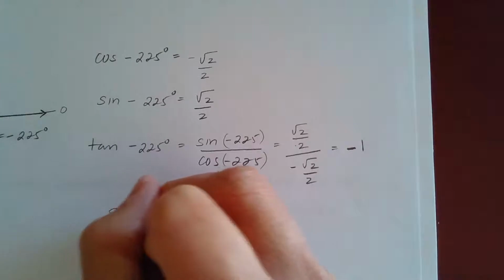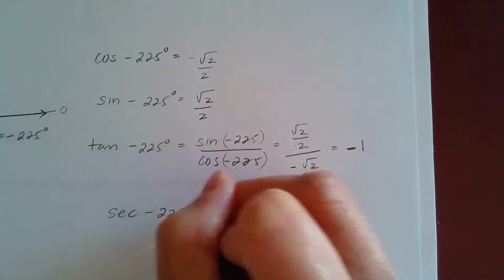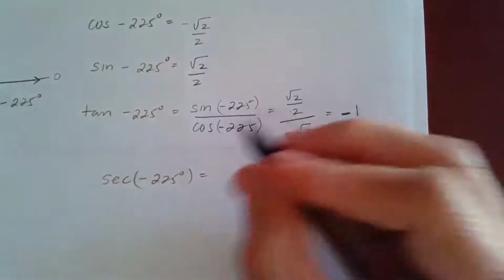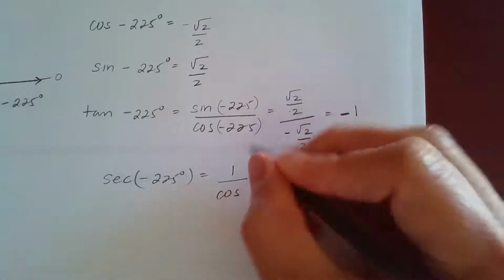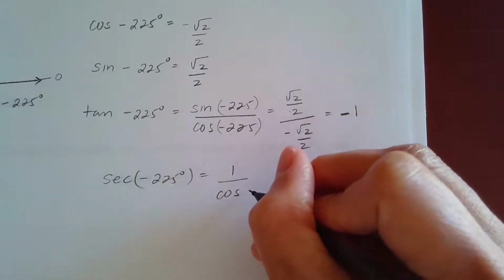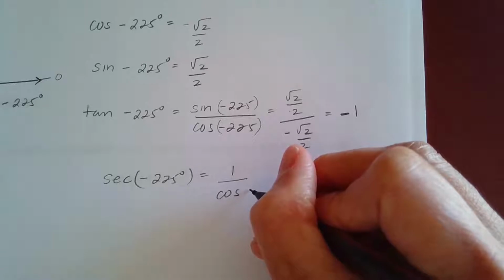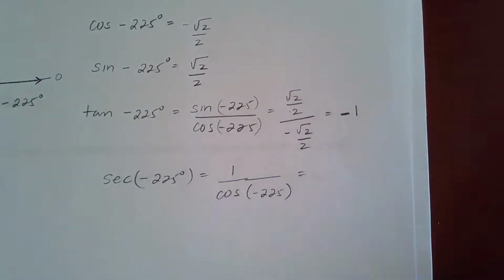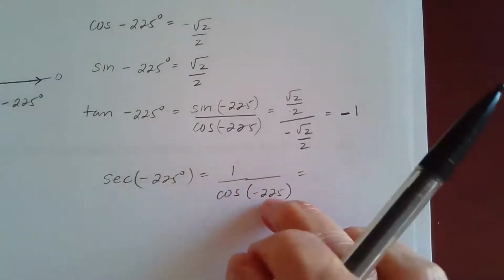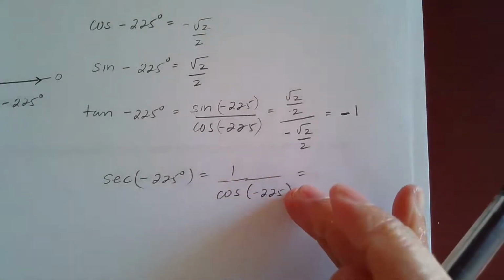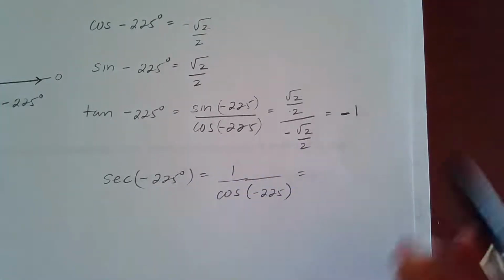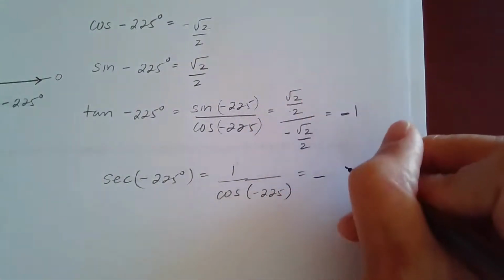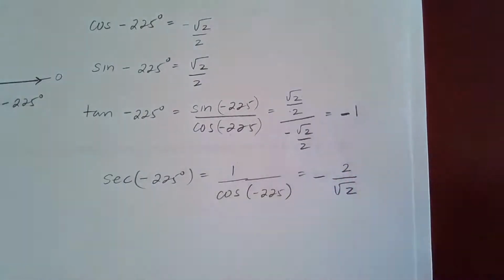So secant of negative 225 degrees. Okay, what's secant again? It's the reciprocal of cosine. Reciprocal means 1 over cosine of negative 225 degrees. Now you're probably thinking, do I really need to write this down? You don't have to. I just like to show that. So if you just take the reciprocal, it's going to be negative 2 over root 2.